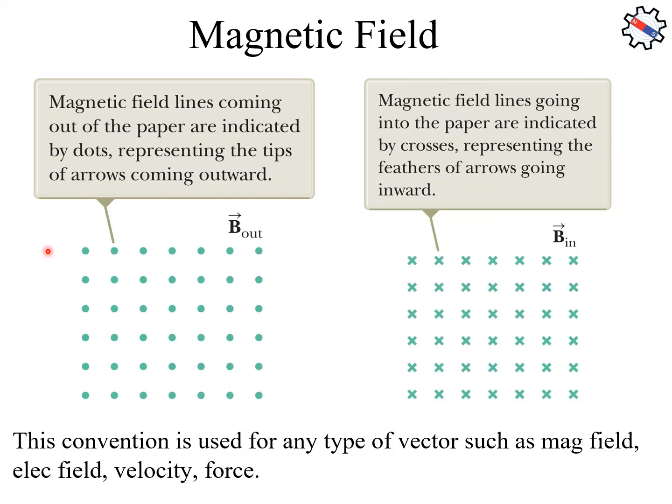A field line coming out of the page is defined as a dot. A field line going into the page is defined as a cross. And this way of defining field lines is exactly the same convention as with any other fields, whether it be electric field, velocity force, magnetic field, whatever.